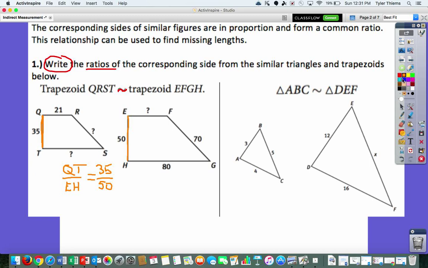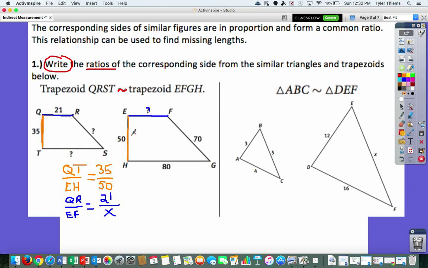Another corresponding side that we see here is the side QR, and that corresponds to EF. So we'll write that one QR over EF. And what you notice about this is you will see that only one of the trapezoids actually has a side length. So we'll put 21 over, this is a question mark, but we'll use X because we don't know what that side length is. So that's two of the sides there.